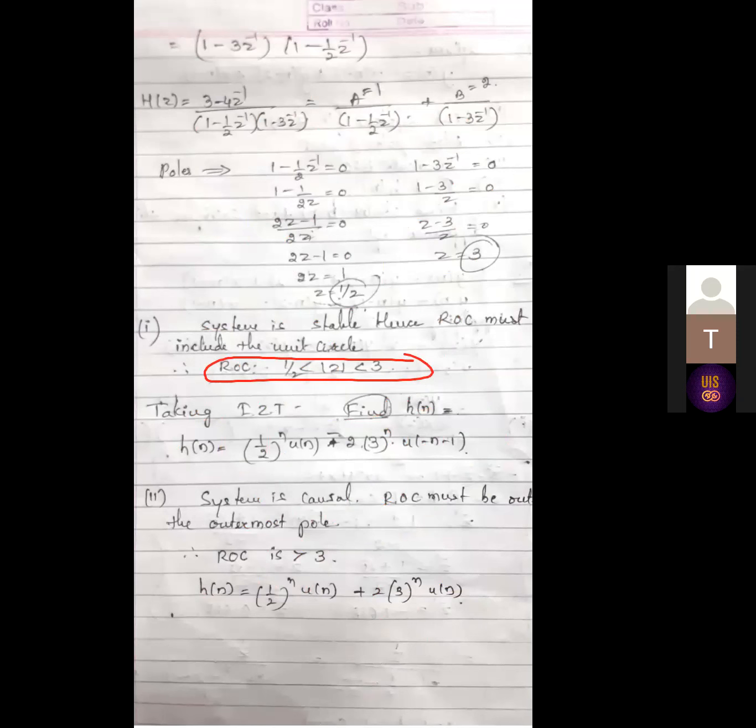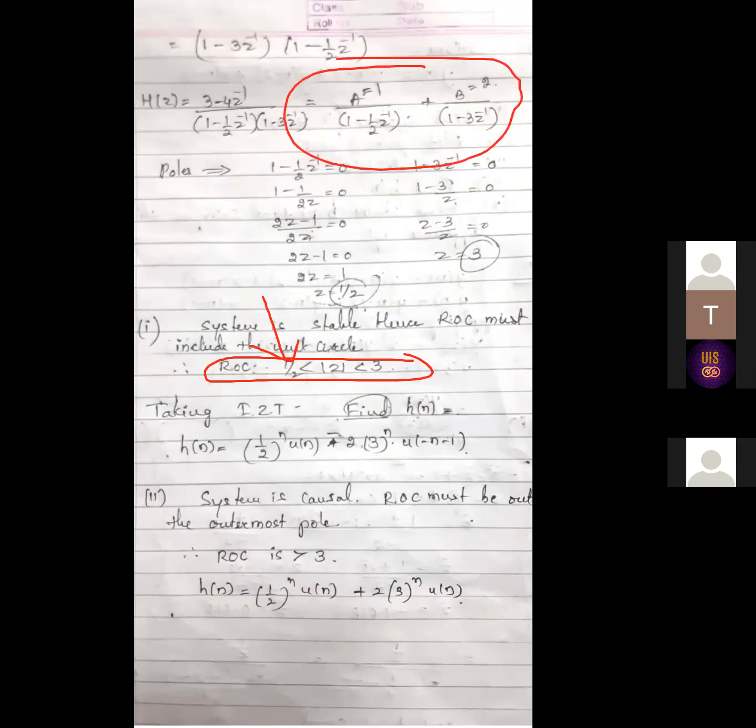So for ROC in between, if I take the inverse Z transform, what will be H of n? This half indicates greater, outside the circle. Outside the circle means multiply by U of n. So this is your 1 by 1 minus alpha Z inverse. Alpha is 1 by 2. Alpha raised to n, U of n. Why U of n? Because ROC is greater.